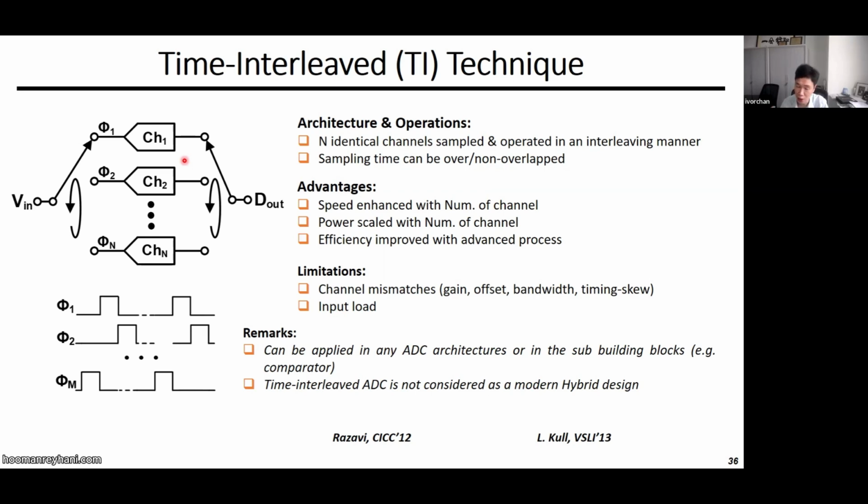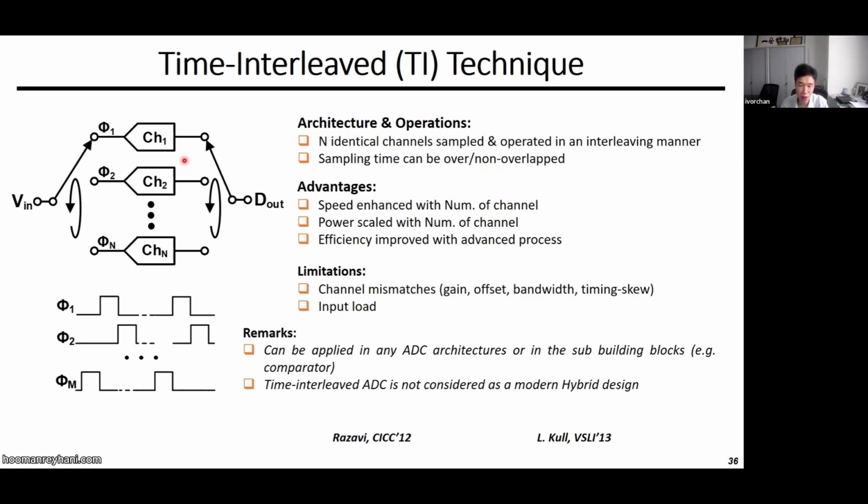But of course, there are also some limitations. We mentioned that these channels are identical to each other, but in reality, due to fabrication non-ideality, there exists some mismatch between these channels. This mismatch contains gain, offset, bandwidth, and clock skew.